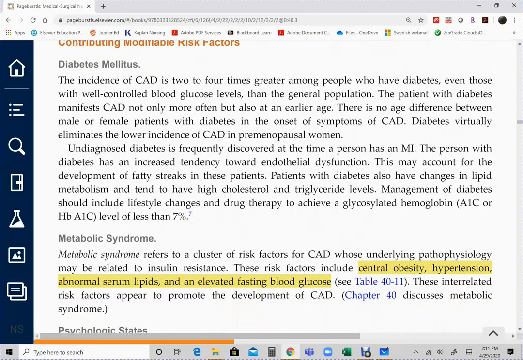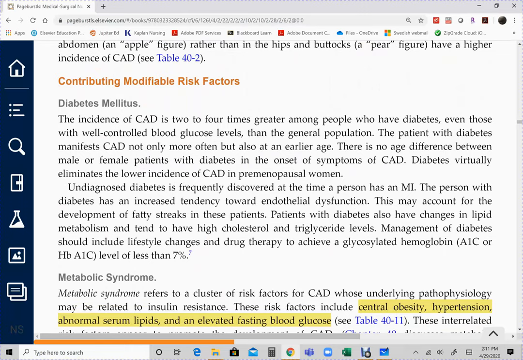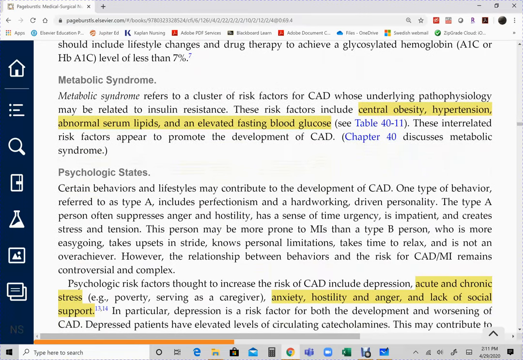Diabetes has to be managed. You already discussed diabetes in a separate chapter. Here is metabolic syndrome that I mentioned earlier. This is not diabetes. This is also not technically coronary artery disease yet.